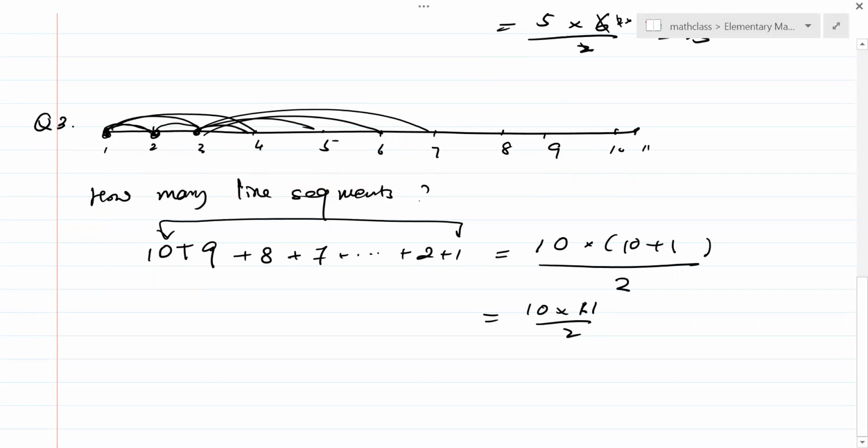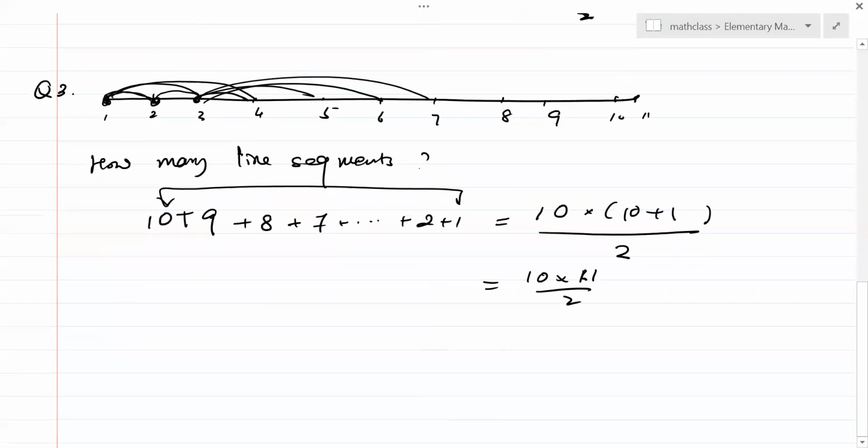How to do this? The best way to do it is simplify first before you do the division. 10 is 2 times 5, so 2 cancel out. Then you only get 5 times 11. 5 times 11, you know how to do it. You don't use the calculator, and then this is 55. Okay, so there are 55 line segments there.